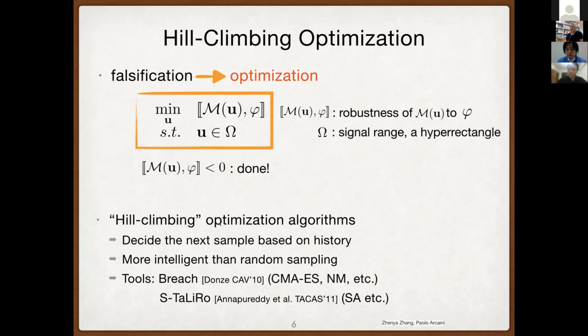To achieve that, we usually use the so-called hill climbing optimization algorithms. Let me illustrate what it is. Basically, it takes a random sample, and then it takes the next random sample. Based on the observation of the robustness values of these two samples, it decides the direction to take the next sample. Compared to random sampling, this method is more intelligent. There have been a lot of mature tools such as Breach and S-TaLiRo that implement different kinds of hill climbing optimization algorithms.